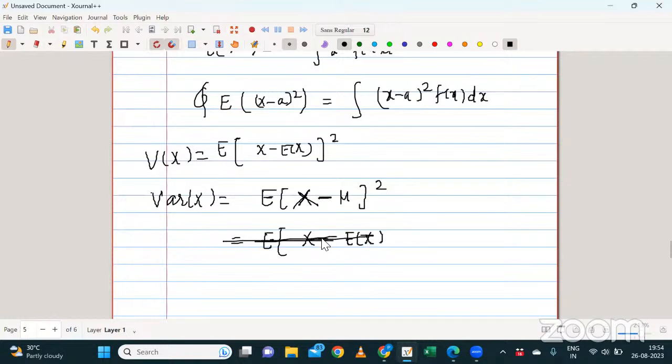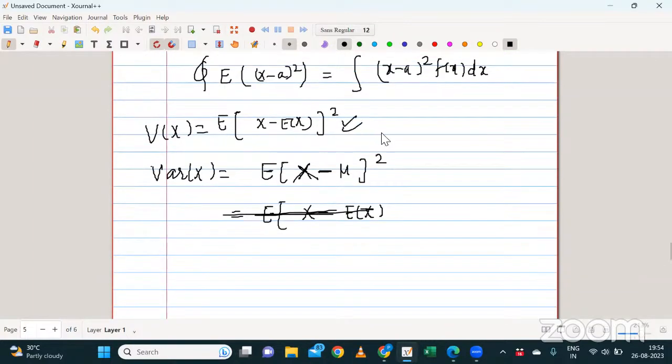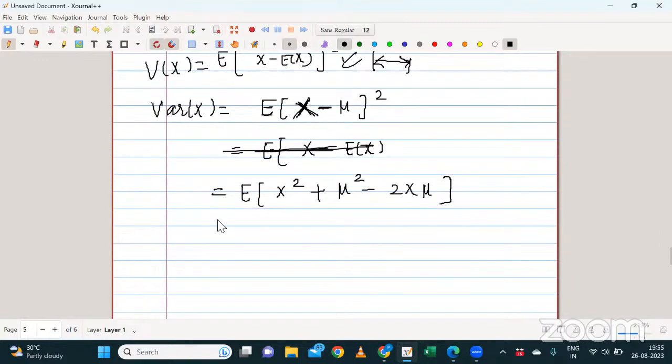So he is asking how this formula came. Basically, variance is defined like this: for a random variable, we have to find the expected value of the difference from its mean. We have to find the deviation of that random variable from its mean. So if you solve it, what will I get? X square plus mu square minus 2 times x mu. Correct or not? Yes, sir. Just put the expectation inside the bracket.